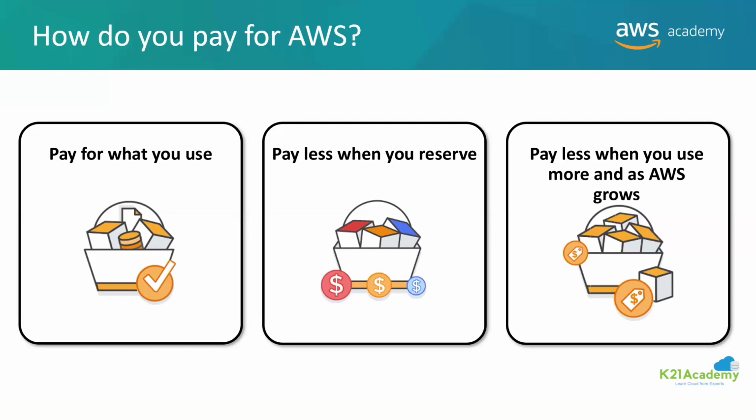As you know, AWS offers a wide range of cloud computing services, and for each service you pay for exactly the amount of resources you actually need. This utility-style pricing has different models, which are on your screen: pay for what you use, pay less when you reserve, pay less when you use more, and pay even less as AWS grows. Now let's understand these concepts, what exactly I'm talking about.